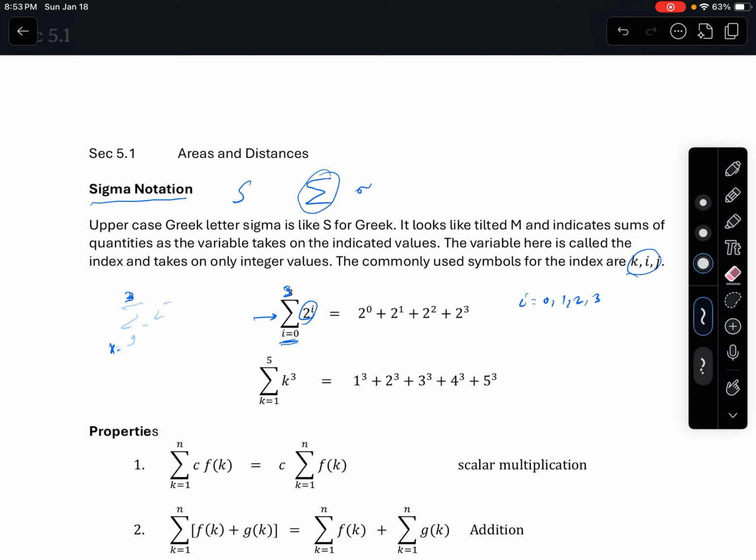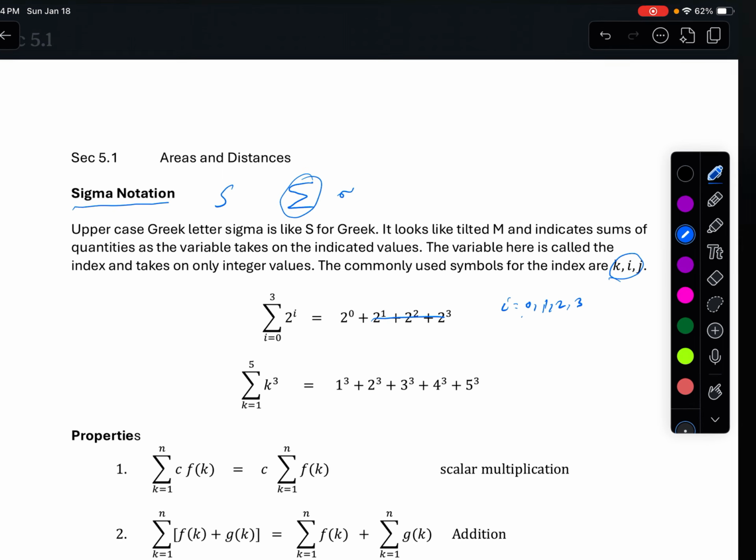Now, this says the summation from i equal to 0 to 3 of 2 raised to the power i. So what does that mean? The first value that i is going to take is 0, so we get 2 to the 0. We first write 2 to the 0. Then the next value i is going to take is 1, so we get 2 to the 1.